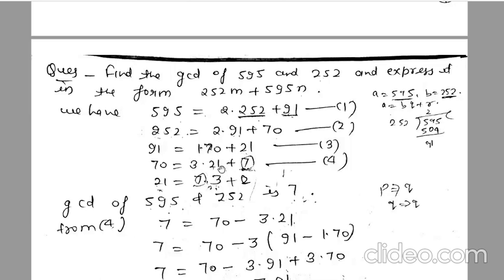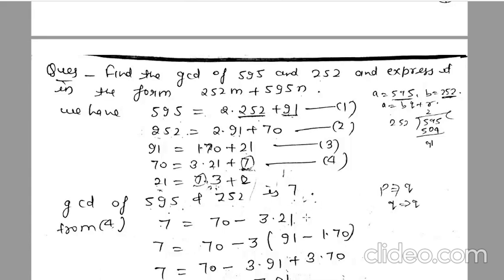Now write 21 in terms of 7. So 21 you can write as 7 into 3 plus 0 here. Now in the last step you are getting remainder 0. So our target is, if we are getting remainder 0, then the last nonzero remainder will be the GCD of those two numbers. So GCD of 595 and 252 is 7 here. This is your last remainder 0, and the second last is your 7. So GCD of these two numbers will be 7.